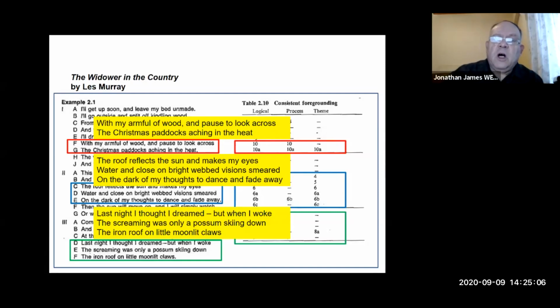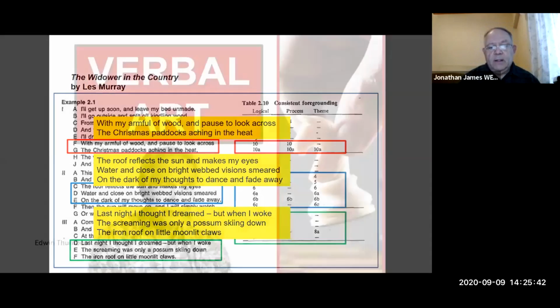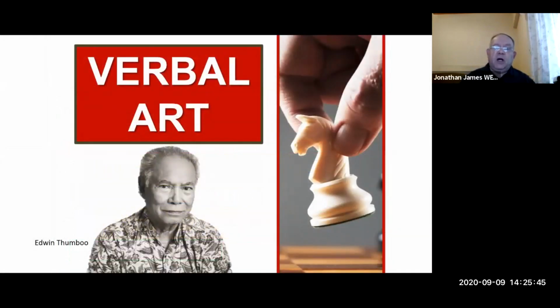What is your attention being drawn to? Your attention is being drawn to the sorrow of that widower. In what seems to be just a plain, everyday, routine, mundane rundown of what this widower does, what you feel is the pain of that widower. And that's where the poet is directing your attention. That is verbal art.